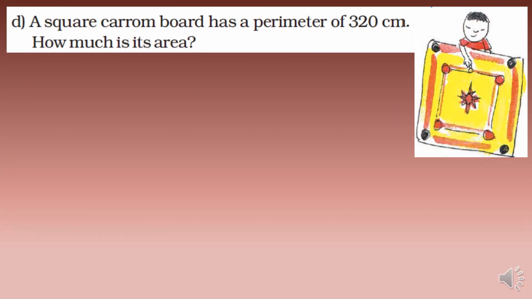A square carom board has a perimeter of 320 centimeter. See, carom board, you know that it is a square and perimeter of it is 320 centimeter. How much is its area? So we know the perimeter, we have to find out the area.